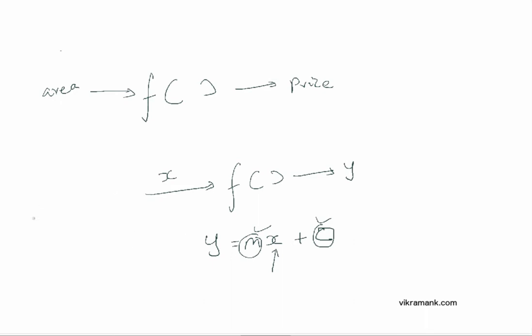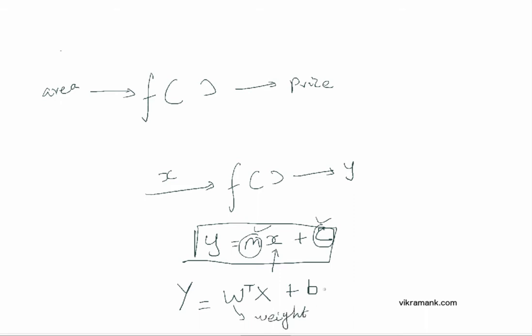Okay, so now talking in terms of machine learning, the same equation can be written in terms of weights and bias. W is the weight and B is the bias, and these two combine to form the model parameters.